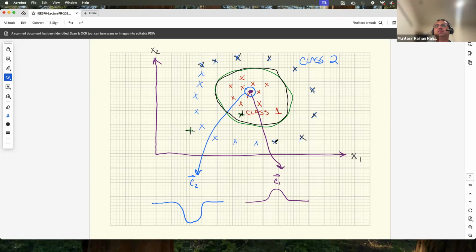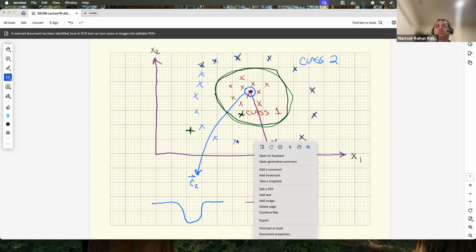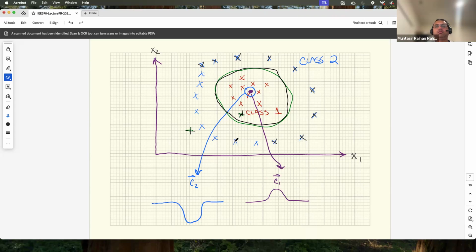So this is class 2 here, right? Now you can see that for the blue class, you don't really see a concentrated cluster of points, right? So what can we do here? What we can do is break this into multiple clusters.